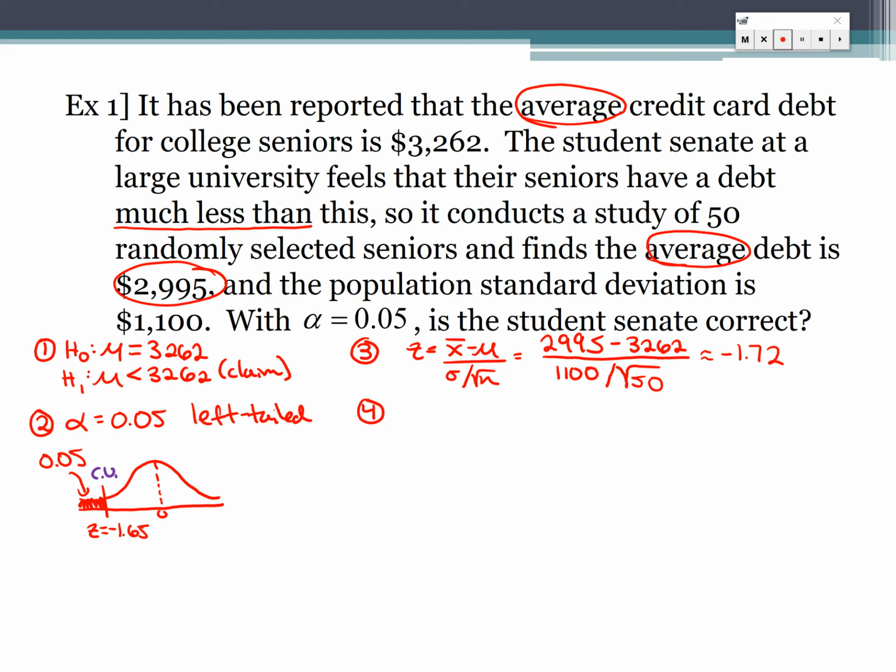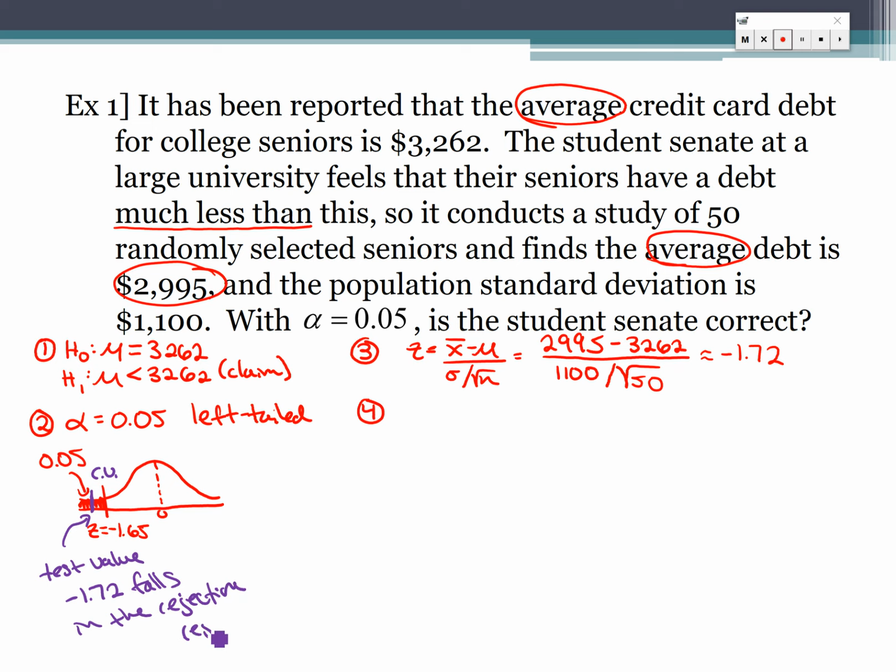Our test value of negative 1.72, is that going to be to the left of our critical value or to the right? It's going to be to the left. It's going to be somewhere over here, that will be our test value of negative 1.72. That test value falls in the shaded region. The shaded region is our rejection region. So the test value falls in the rejection region.